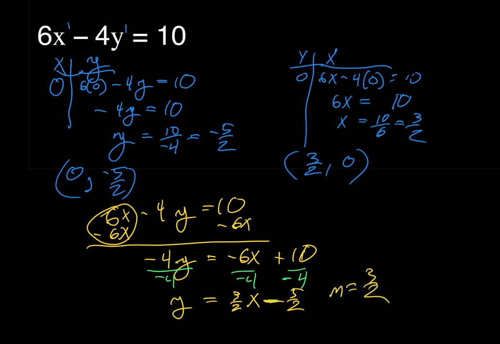What is the slope of a line perpendicular to that line? A line perpendicular to that line, the slope would be the negative reciprocal. So I took this number, which was positive, made it negative, and then flipped it: -2/3.